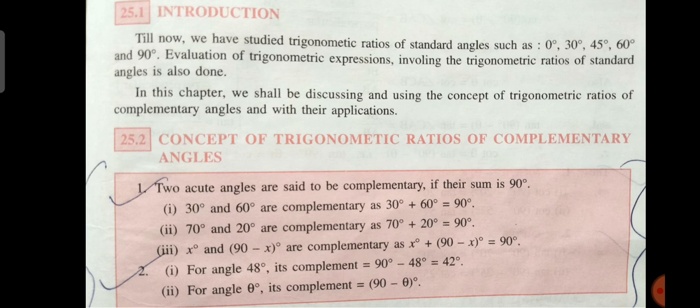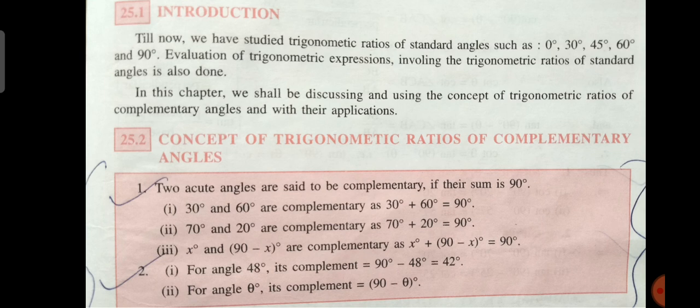So 30 and 60 degree are complementary. Why? Because 30 plus 60 is 90 degree. And also 70 and 20 are complementary because 70 plus 20 is 90 degree. And x and 90 minus x are complementary because x plus 90 minus x is 90 degree. So two angles are said to be complementary if their sum is 90 degree.